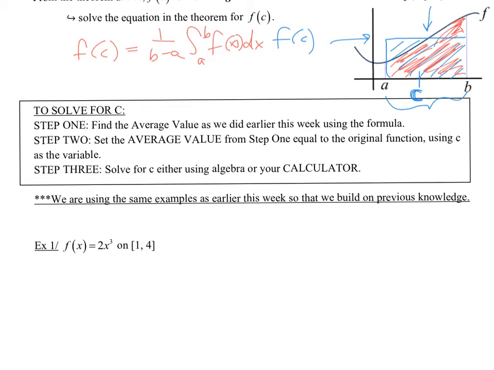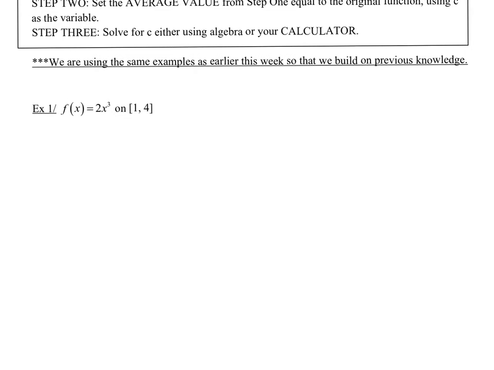Step two, you set that average value, the number that you found in step one, equal to the function using C as the variable. And then step three, you solve that. Now I'm going to show you how to solve that using your calculator. Some of these you could solve using algebra. So let's look at this first example. It should look familiar. It's exactly the same one that you did the other day.